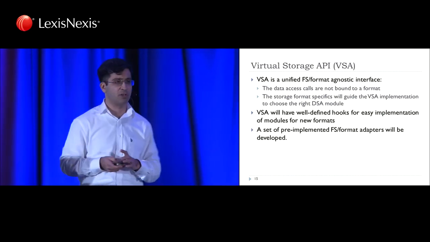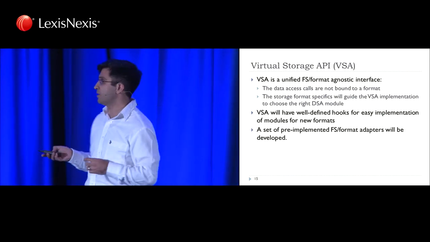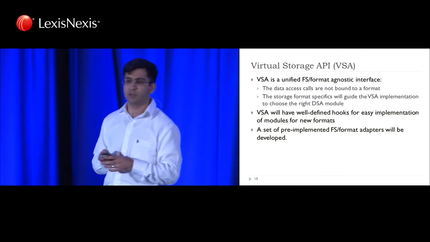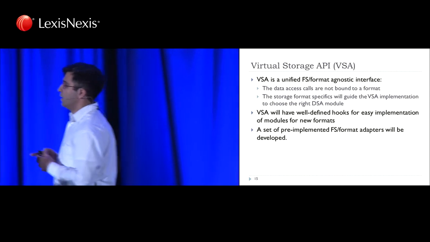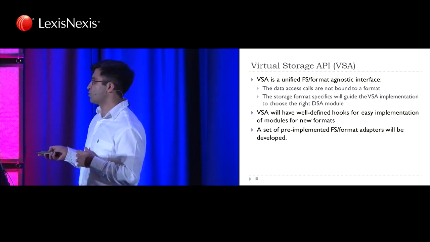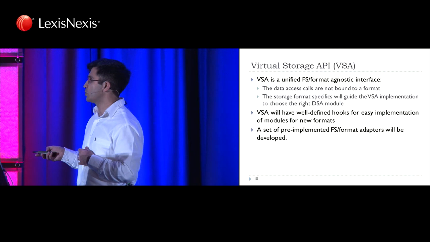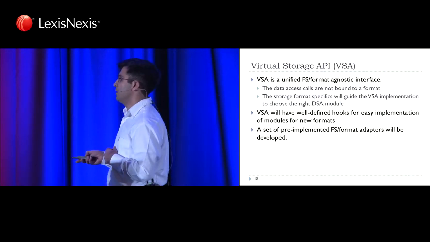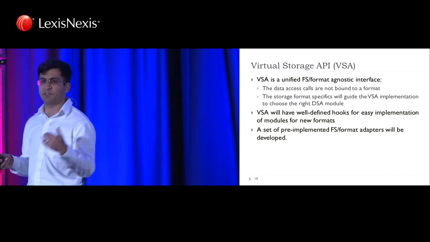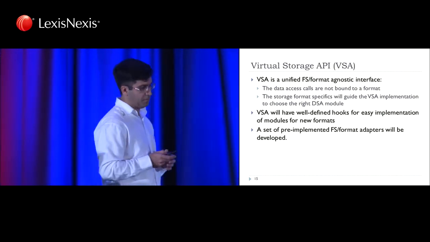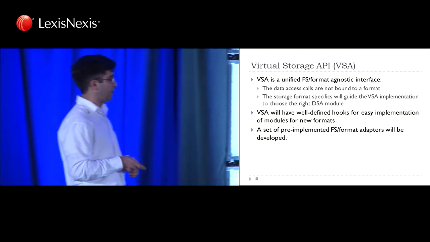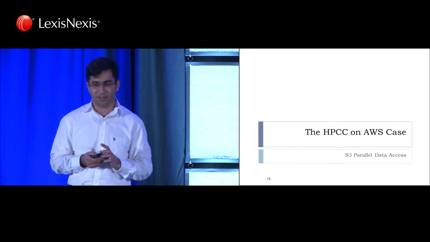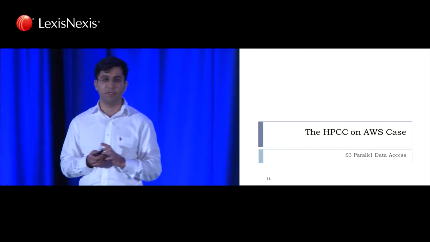The API section is just a unified API that is disguising that complexity from the user, or from the implementer who is actually programming that for you. So there are well-defined hooks that can have any type of data, and we will have some pre-implemented file system and format adapters for that. Okay, so that was a very quick introduction to the whole big picture.